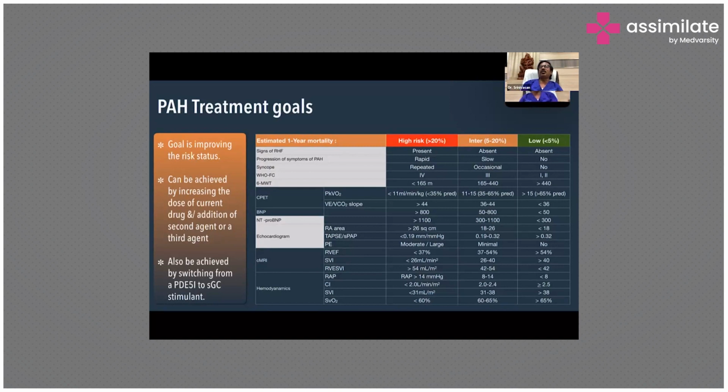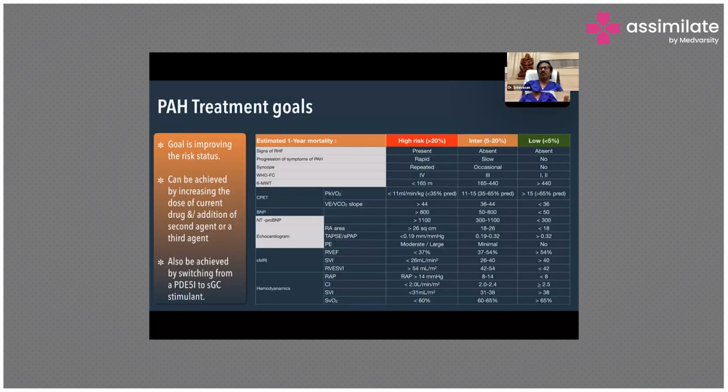If you have a 6-minute walk test of less than 165 meters, definitely they are coming in the high risk category. And these patients will have repeated episodes of syncope. If you have a patient with pulmonary hypertension with repeated episodes of syncope, then they are at a very bad prognosis. These patients have a very rapid progression of pulmonary hypertension, and they go into right heart failure very easily. And the other tests are not used in many centers.